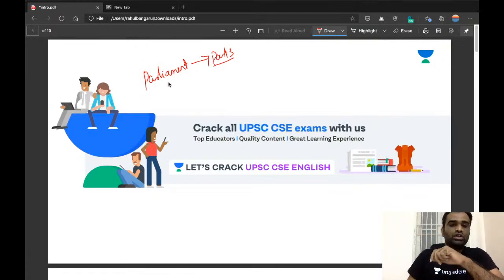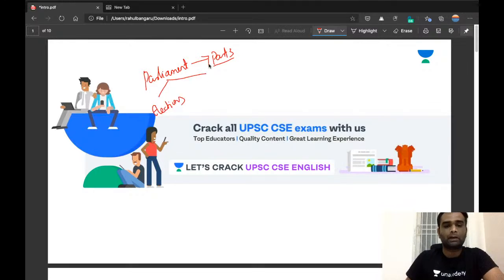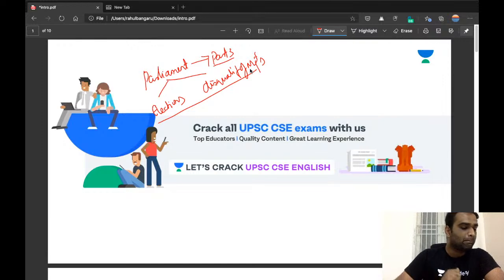In today's class, we will study about various different types of elections that can be conducted to the Parliament of India, and also we will study about disqualification of MPs. These are some of the most important topics from a prelims as well as mains perspective.